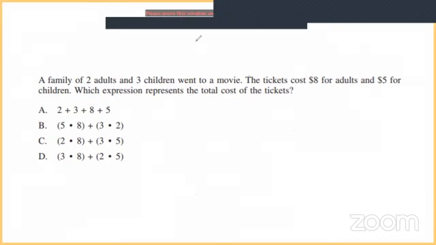All right, so here we have a family of 2 adults and 3 children went to a movie. The tickets cost $8 for adults and $5 for children. Which expression represents the total cost of the tickets? All right, so where you see these dots, they represent multiplication. I'm just going to go ahead and write in that multiplication.